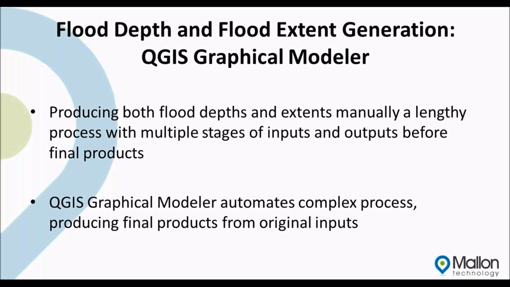However, with the QGIS Graphical Modeler, you can take all these algorithms and create one seamless chain of algorithms where you essentially only have your original inputs, you press run with the modeler and it produces your final outputs. So there's no messing with different stages of inputs and outputs. It's a one-stop shop.